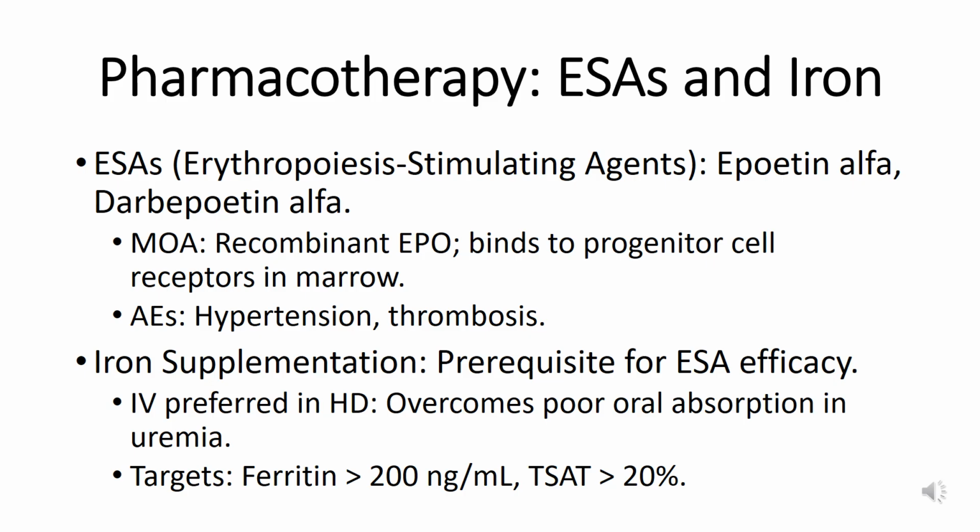In hemodialysis patients, intravenous iron is preferred. IV iron bypasses the gastrointestinal system. Uremia often reduces oral iron absorption. Inflammation also limits intestinal uptake. So IV iron ensures more reliable correction of deficiency.